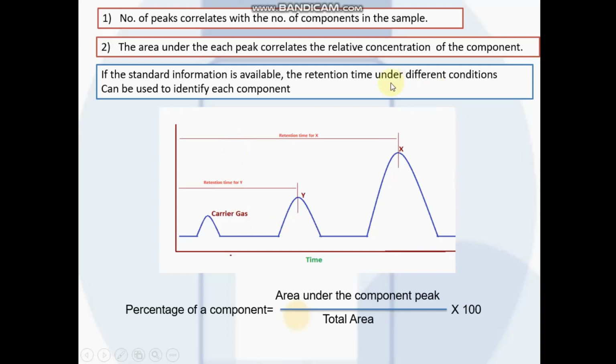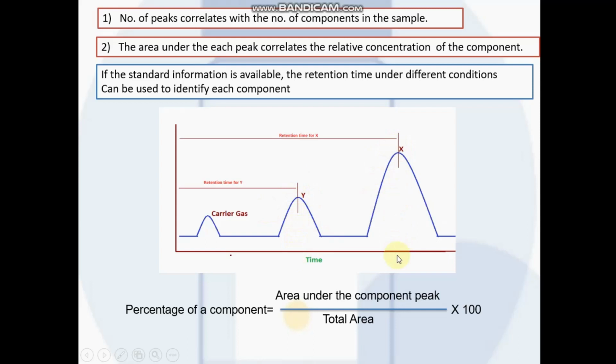Here a schematic of chromatographic peaks for a sample consisting of two gases X and Y is shown in this picture. So three peaks are there, one for the carrier gas, one for component Y and one for component X. This is the retention time for component Y and this is the retention time for component X.